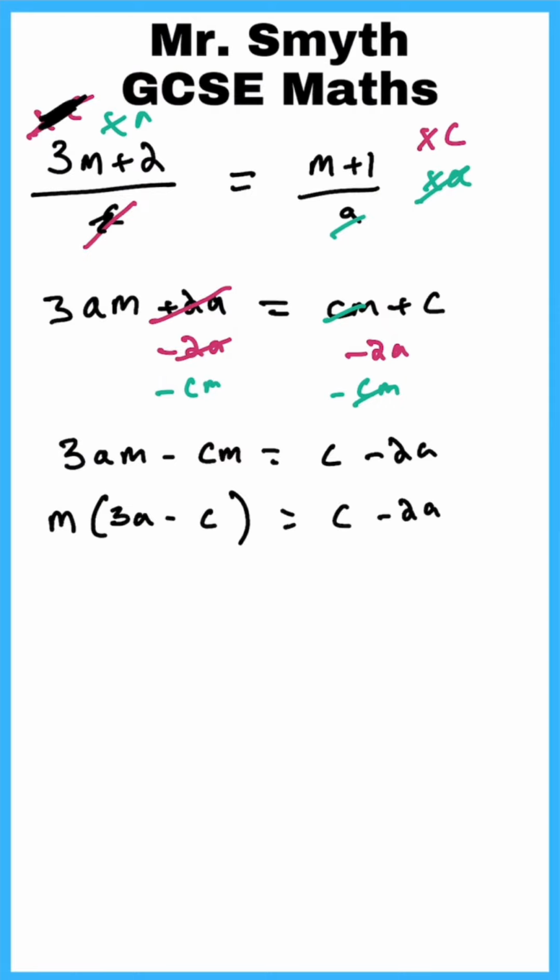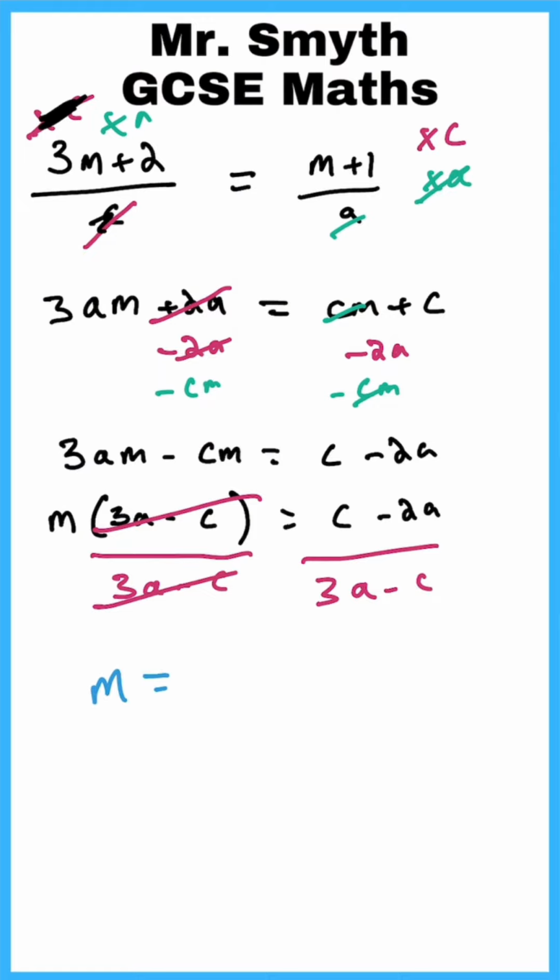And then on this final line of calculation, we can divide this side by 3a minus c, because that will cancel with this. But we have to do that to both sides. And then finally, that means on this left-hand side, we're just left with m on its own. And then we've got c minus 2a, and then that's all over 3a minus c.